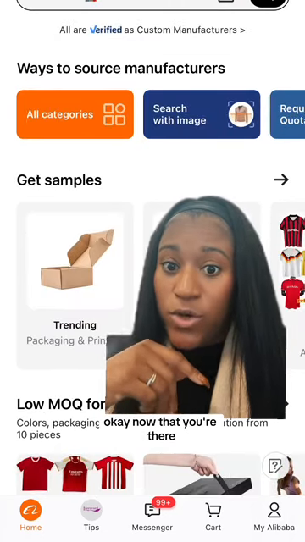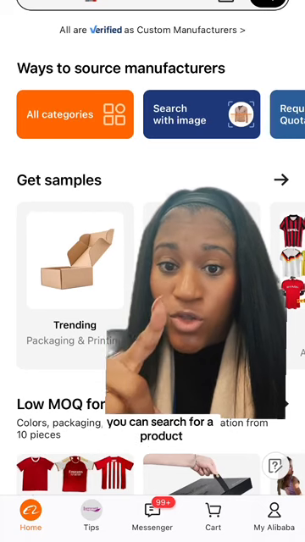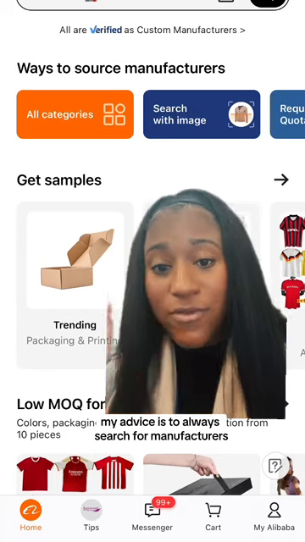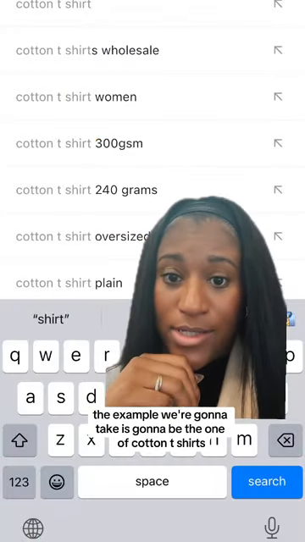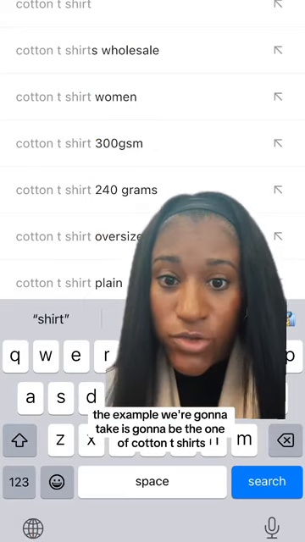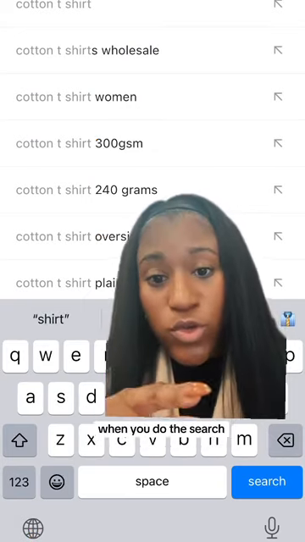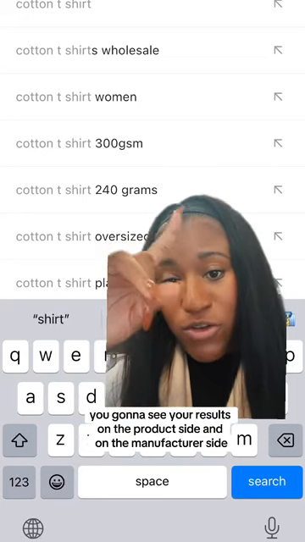Okay, now that you're there, know that there's two ways to search on this platform. You can search for a product and you can search for manufacturers. My advice is to always search for manufacturers. The example we're going to take is going to be the one of cotton t-shirts. Let's say you're trying to buy bulk cotton t-shirts. When you do the search, you're going to see your results on the product side and on the manufacturer side.